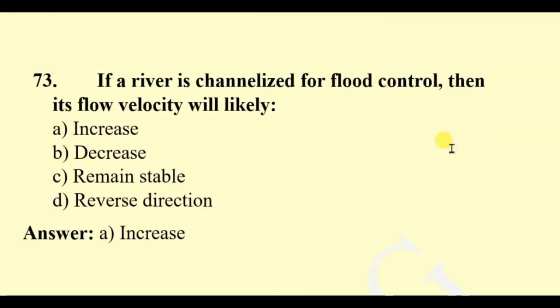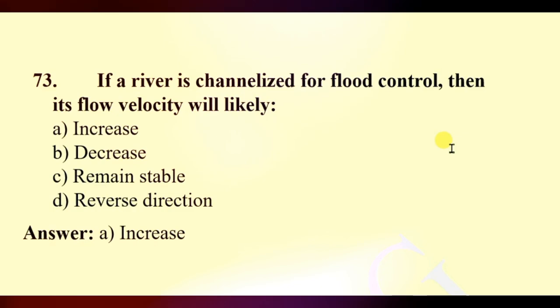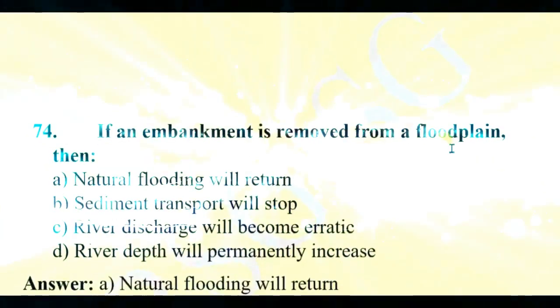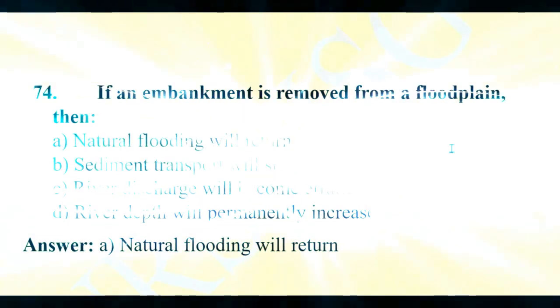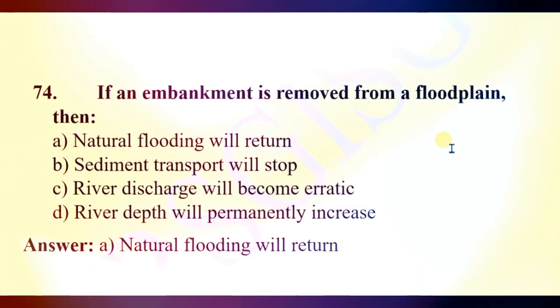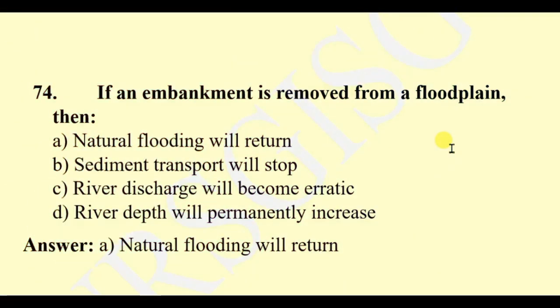Question 73. If a river is channelized for flood control, then its flow velocity will likely increase, decrease, remain stable, or reverse direction. Not reverse direction, but increase. Question 74. If an embankment is removed from a floodplain, then natural flooding will return, sediment transport will stop, river discharge will become erratic, or river depth will permanently increase. The right answer will be natural flooding will return to the floodplain area.